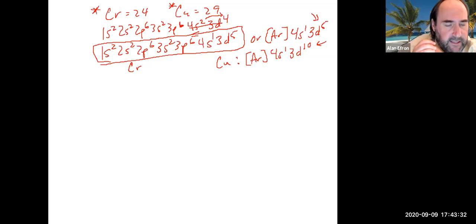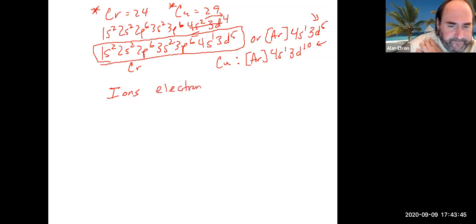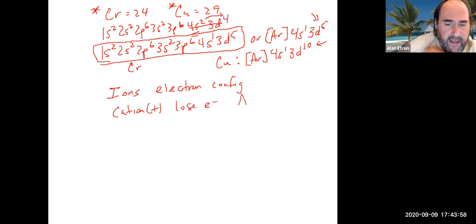Now, I think the last thing we're going to talk about here with electron configuration is the idea of what happens with ions, and I don't think we got to that, so I just want to make sure we do. Ions and electron configuration. Remember that when something does gain or lose electrons, it becomes an ion. A cation, which is a positively charged ion, is the result of a loss of electrons, and an anion, which is a negatively charged ion, is a result of gaining electrons.